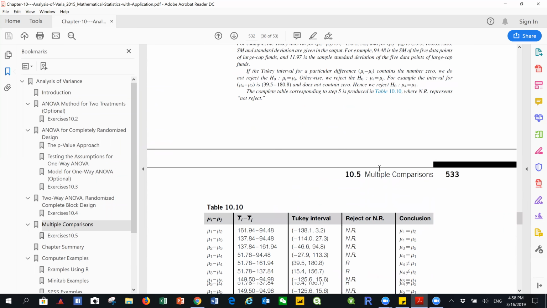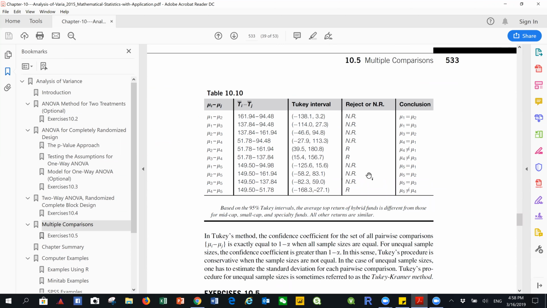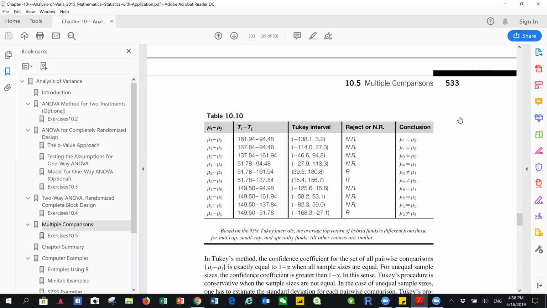Okay, then you can compare their differences. And actually, if you look at the 10.10, this is the result. Some are equal, some are not equal. And for the not equal, you can conclude which one is greater than which one.